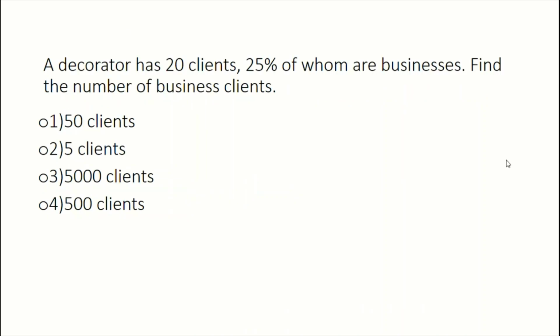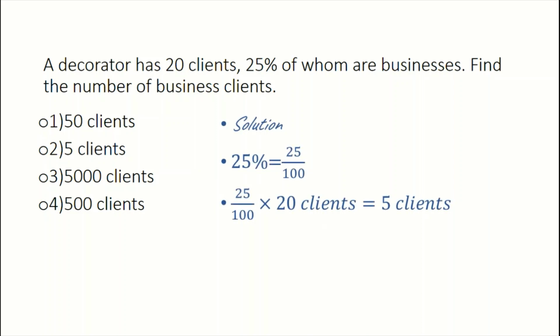Solve the problem. A decorator has 20 clients, 25% of whom are businesses. Find the number of business clients. We find the number of clients by multiplying 25% by 20. It is important to note that percent means our value is out of 100. 25 divided by 100 multiplied by 20 is 5. Therefore, 25% of 20 clients is 5 clients.